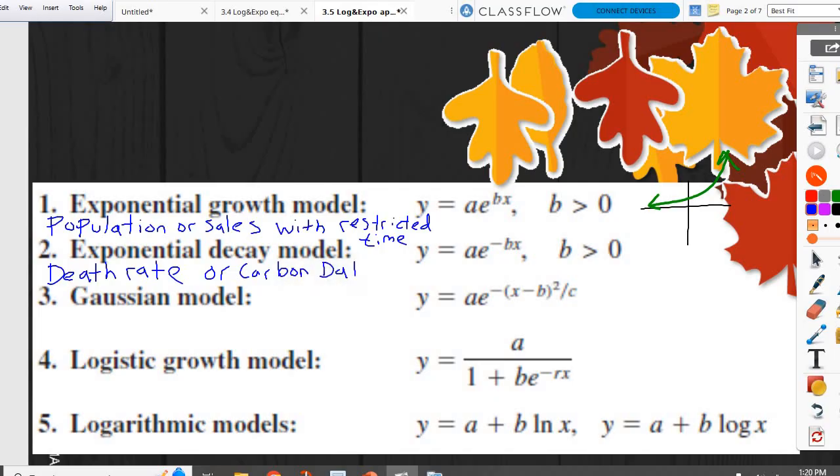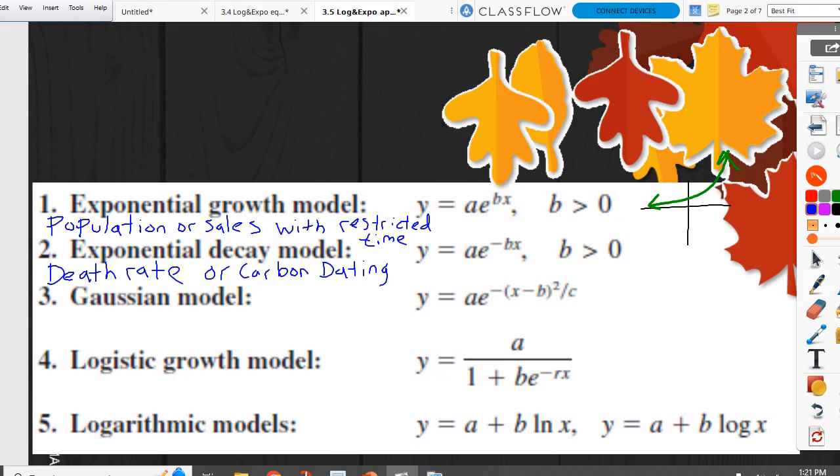What is carbon dating? Have we ever heard of carbon dating before? Definitely heard of it. I know what it is. I don't know what it is exactly. Is that like a water? Or no, that's half-life. Yeah, half-lives are also exponentials, and those are for radioactive isotopes.